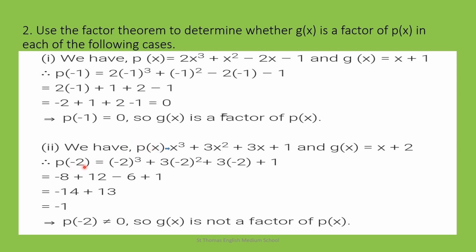So p of minus 2 equal to minus 2 cube plus 3 multiplied by minus 2 square plus 3 multiplied by minus 2 plus 1. That is minus 2 cube is minus 8 plus 3 multiplied by minus 2 square, that is 3 multiplied by 4, that is plus 12. 3 multiplied by minus 2, that is minus 6 plus 1. So you are getting minus 14 plus 13, that is minus 1.